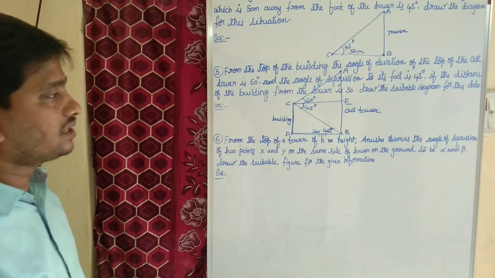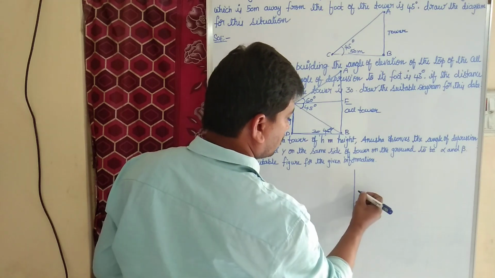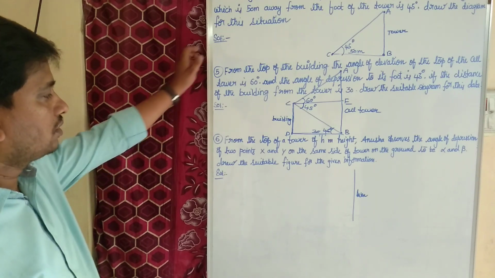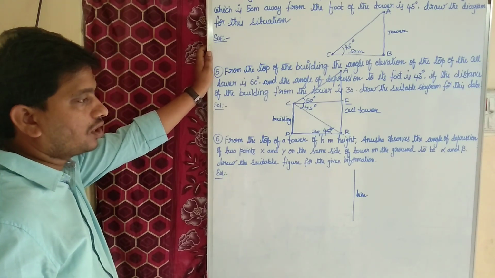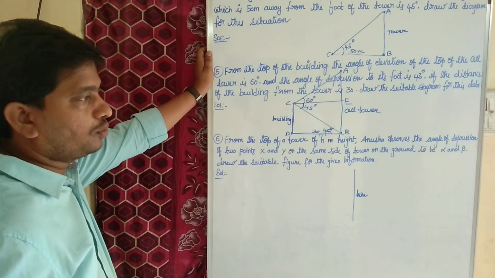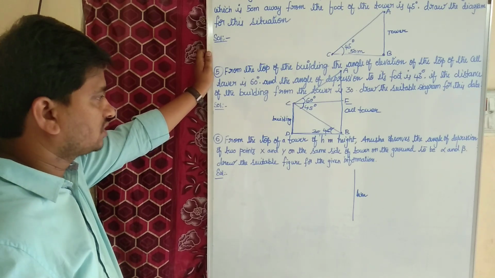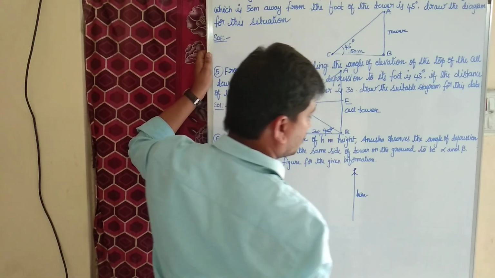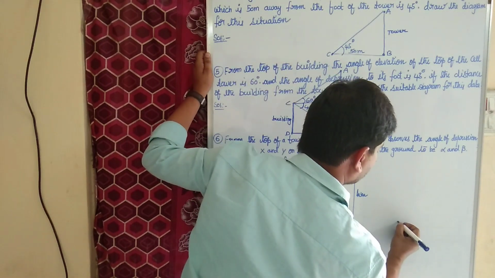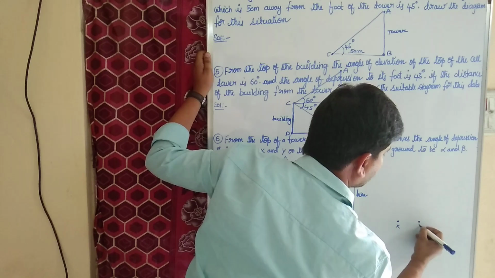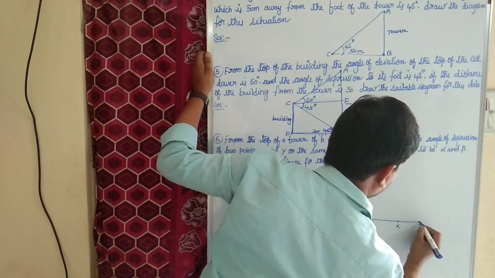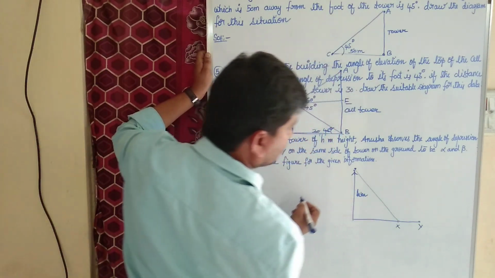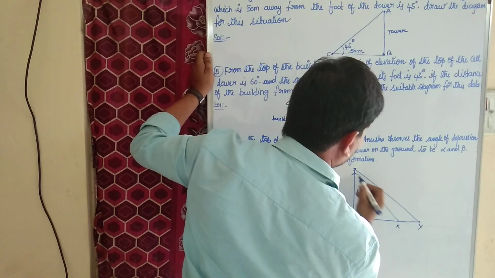From the top of the tower, h meters height. This is the top of the tower, h meters height. Anusha observes the angle of depression of 2 points x and y on the same side of the tower on the ground to be alpha and beta. So this is our top of the tower. Here is Anusha. She is observing 2 points on the ground. One is x and the other one is y. The angle of depression of 2 points. This is our angle of depression to point x and this is the angle of depression to the point y.